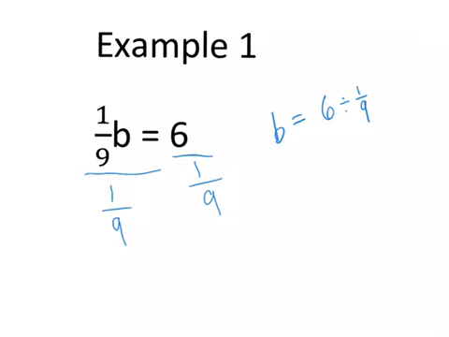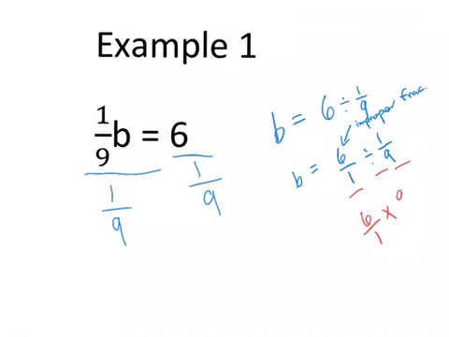Okay? Now I work with multiplying fractions, or dividing fractions rather, which is ultimately multiplying fractions. So I get b equals 6 over 1 divided by 1 over 9, because I have to change this into an improper fraction. So I do that by writing the number 1 under it. Now my second step is, remember, keep, change. So I keep 6 over 1. I change my division sign to a multiplication sign, and I change 1/9 to the reciprocal, which is 9 over 1.